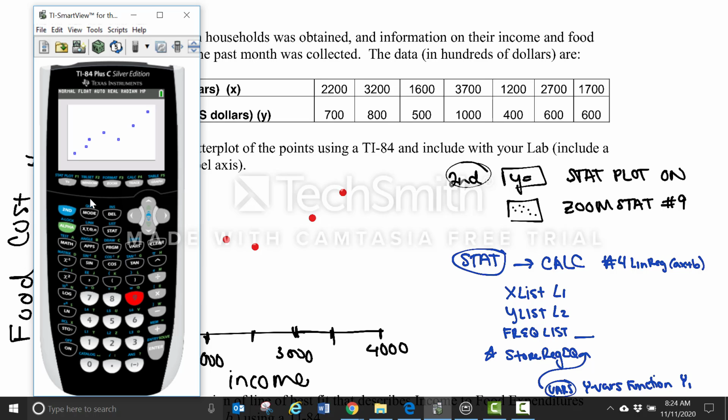Now what I want is the perfect line of best fit. Okay, the absolute perfect line of best fit, the one that would minimize the distance between all of these points and the line. Yes?